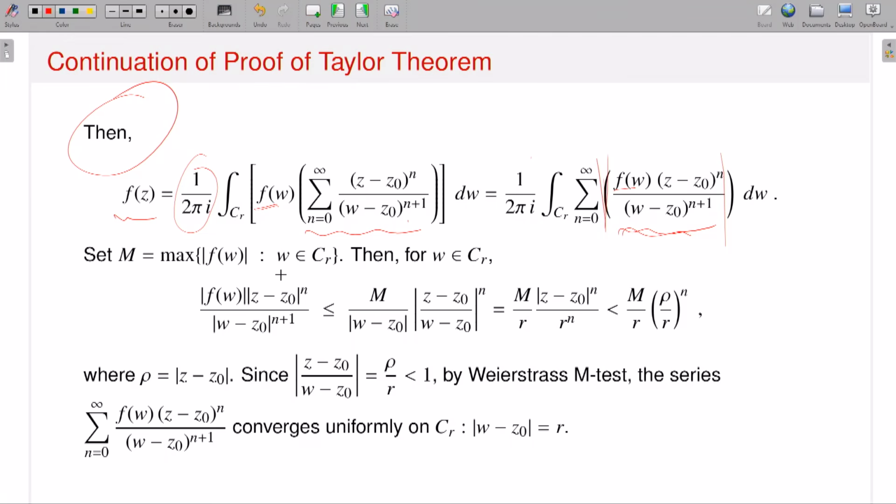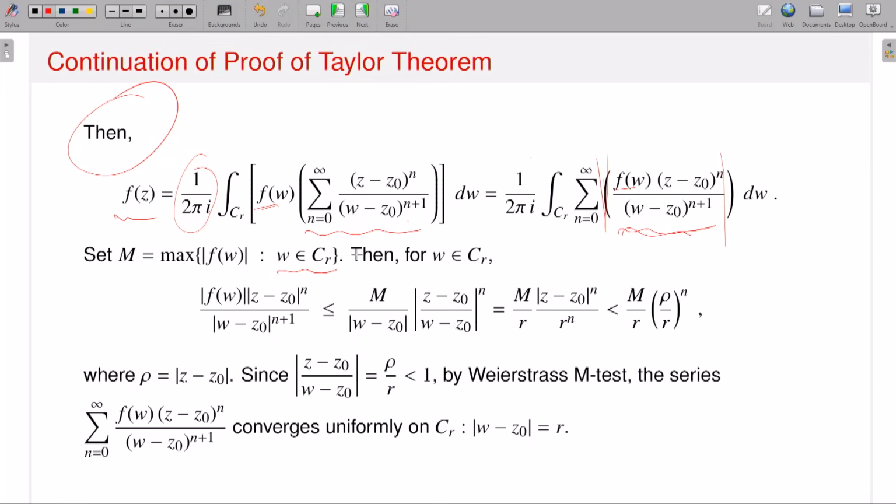To do that, since w runs over C_R, the circle with center z0 and radius R, the area is smaller, and your function is analytic, so it is continuous, and C_R is a compact set, so this maximum exists. So I write the maximum of the absolute value of f(w), w in C_R, which exists finitely, let it be capital M. Then if I take w in C_R, I want to estimate the nth term in the summation. Now f(w) is dominated by M because w runs over C_R.